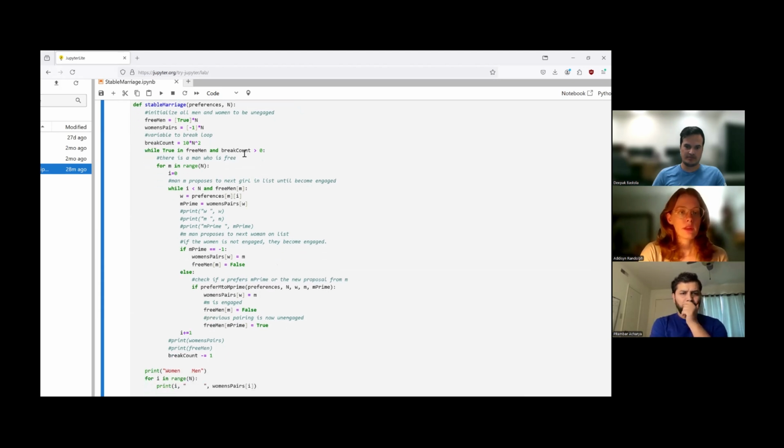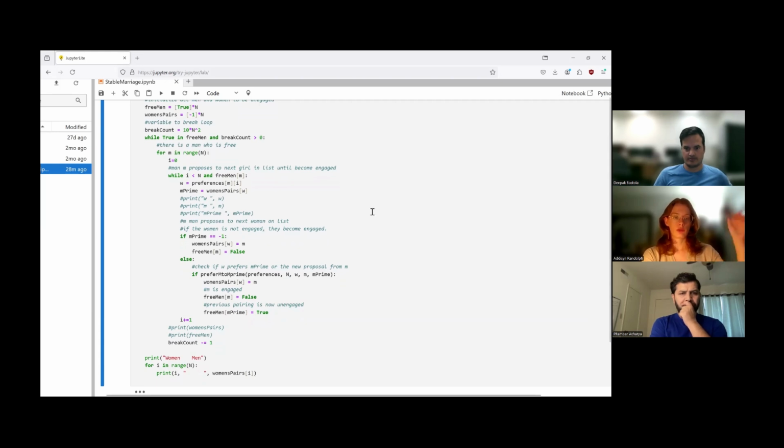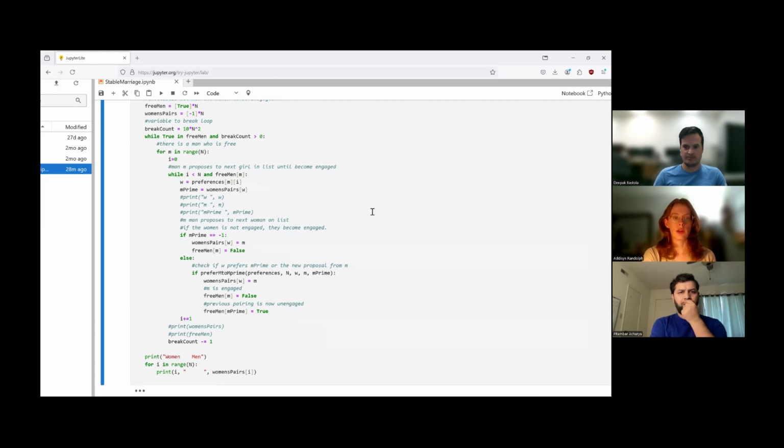Okay, and then here's our main loop. While we have a true and free man, so while there's a man who's unengaged, then we go through his list of women and we see who he prefers next. So then we find the next woman in his list, that'll be W, and then we see who she's already paired with. So that'll be M prime. If M prime is -1, that means she hasn't been engaged to yet. So then she just becomes engaged to that man M because she's not engaged yet.